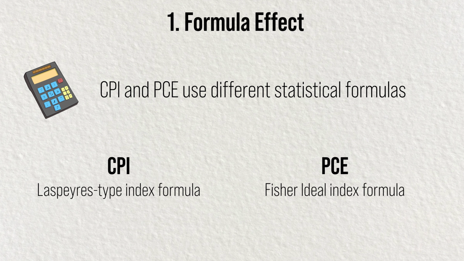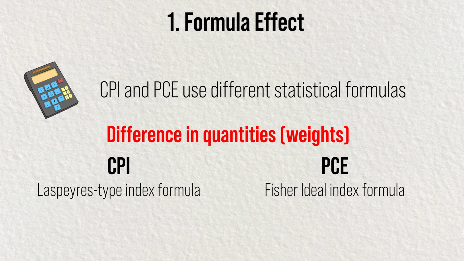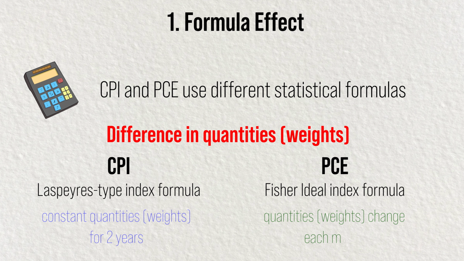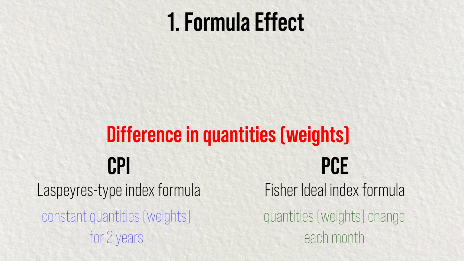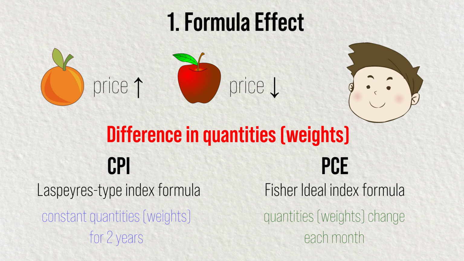The CPI uses a Laspeyres type index formula, while the PCE uses a Fisher ideal index formula. In a nutshell, it's about what quantities, also called weights, each index applies each month. The CPI keeps quantities constant for 2 years, while the PCE adjusts them monthly. For instance, suppose that oranges become more expensive than apples. Consumers will likely respond by buying more apples and fewer oranges. Because the PCE accounts for this change each month, it will better reflect inflation rates. Conversely, the CPI will overstate the rate of inflation by keeping quantities unchanged for too long.